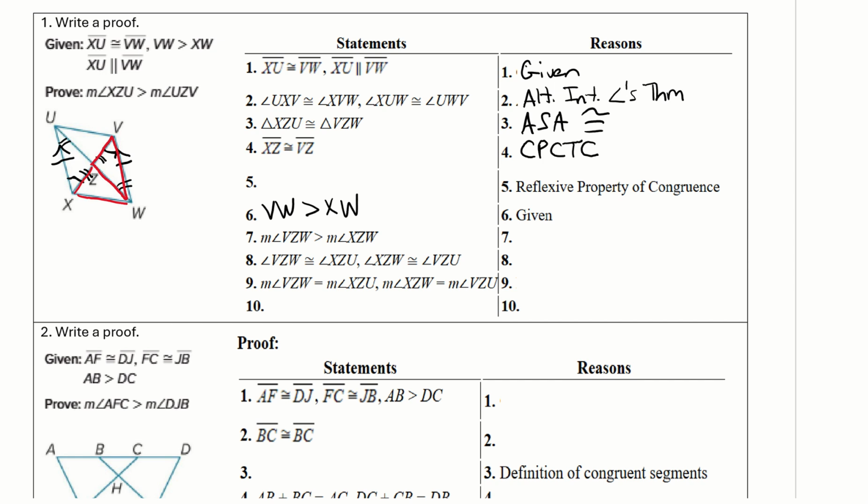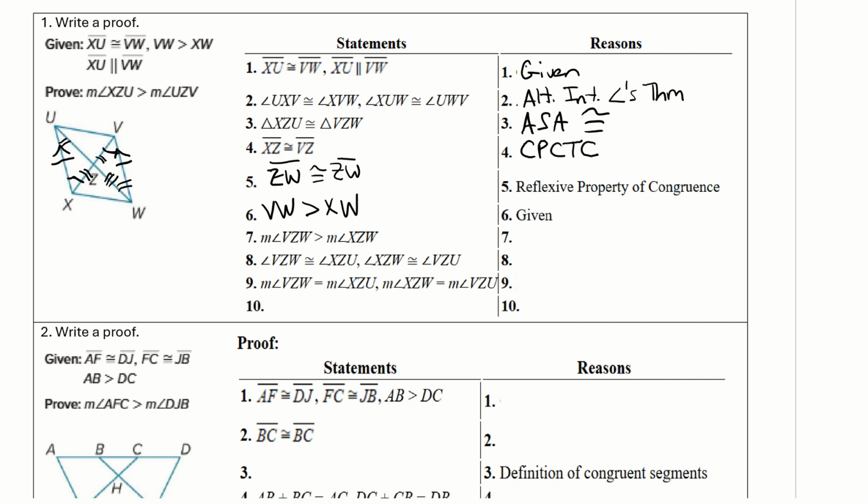Okay, so we notice that this side is shared amongst those triangles, right? And that shared side, we're going to use for the reflexive property. So we can say ZW is congruent to ZW. That's what I'm going to do. Let me delete those lines there. Okay, so ZW is congruent to ZW by reflexive. So then this side becomes 1, 2, 3.